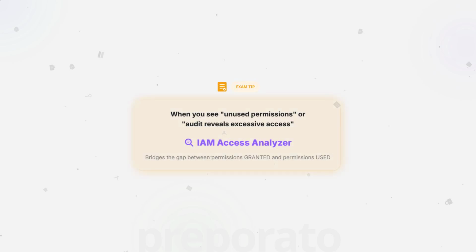Exam tip. When a question mentions unused permissions or audit reveals excessive access, the answer is often IAM Access Analyzer. It's the tool that bridges the gap between the permissions you granted and the permissions actually used.